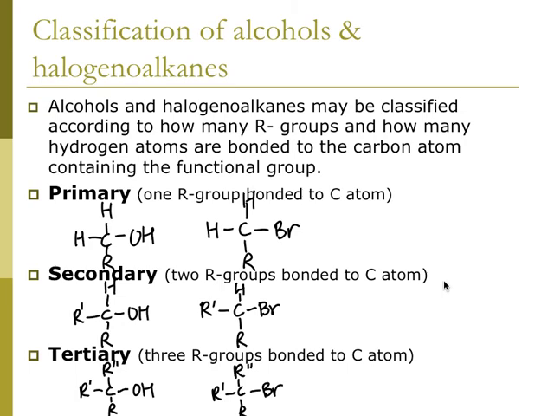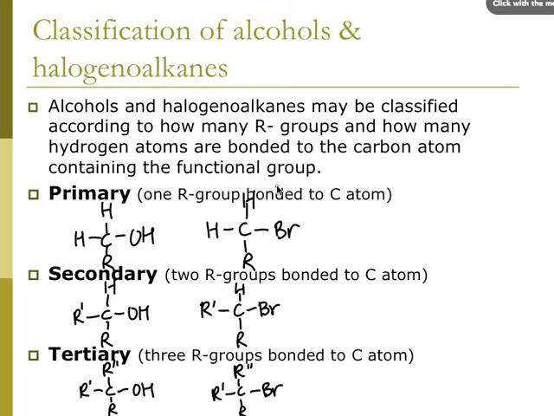An important thing that we're going to find when we start talking about the reactions of organic compounds is classifying alcohols and halogenoalkanes, meaning alkanes that have a halogen, a group 17 atom, connected to them. And they're going to be classified depending on how many R groups are on the carbon that is attached to the functional group.